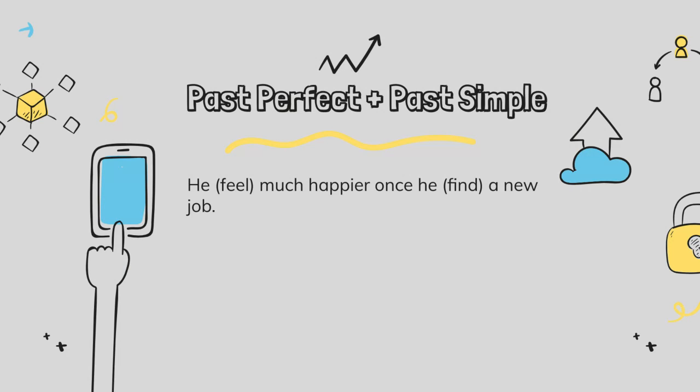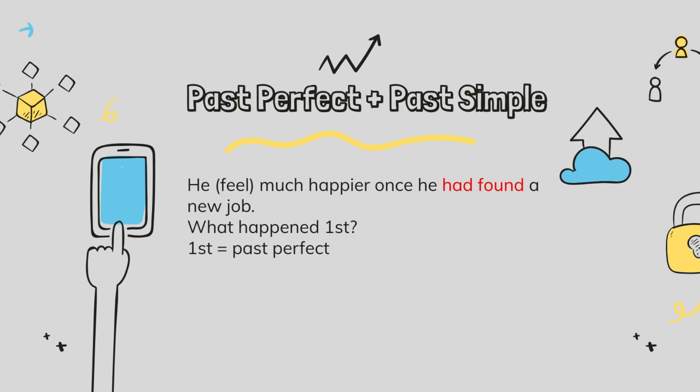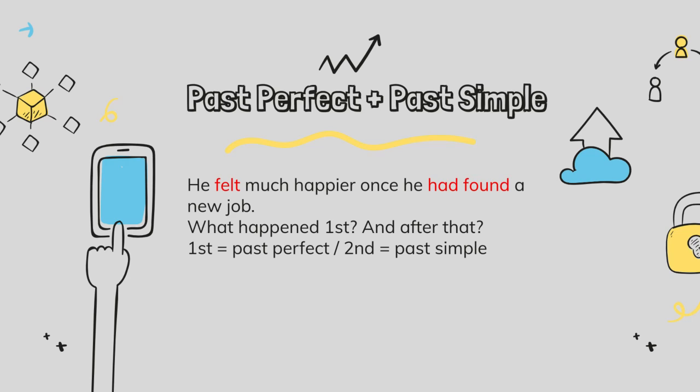Now let's have a look. Past perfect, past simple. Look at the sentence. Ask yourself, what happened first? That he had found a new job. And after that, he felt much happier. So, had found, past perfect; felt, past simple. The thing that happened first is past perfect.